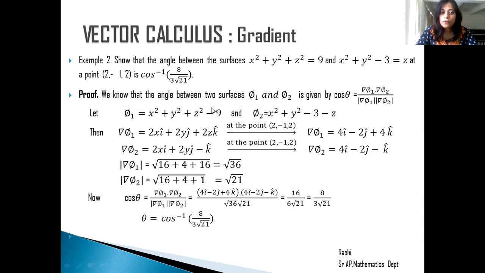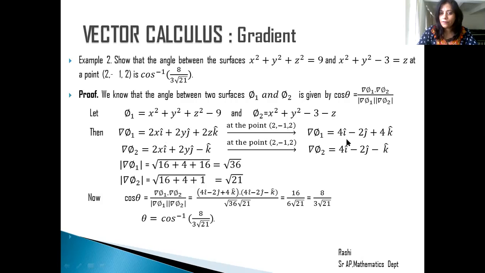What I will do? For this surface I will find out the gradient, and for this surface also I will find out the gradient. Let us do it. Del of phi 1 is 2xi plus 2yj plus 2zk plus 0. I want it at (2, −1, 2). Substitute x, y, z at these points. This is my grad phi 1. Same way, grad phi 2. Right? So grad phi 2 is 2xi plus 2yj minus k. At the particular point, the value is this.